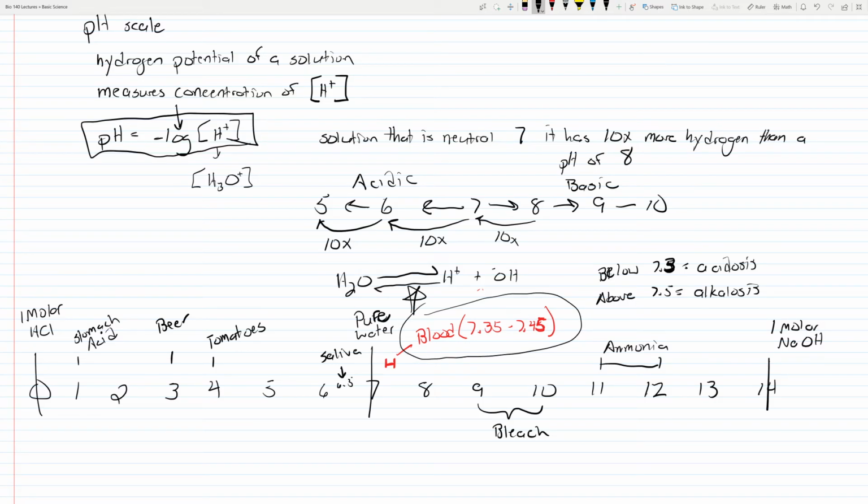Okay, and then once we get there, we get to the household cleaning stuff. I'm not going to give you a pH of 11 and ask what household item that is. The only thing I want you to know is that anything below 7 is acidic, anything above 7 is basic. And the only numbers I really want you to remember are 7.35 to 7.45, because that's blood.